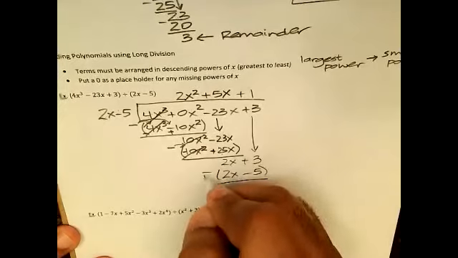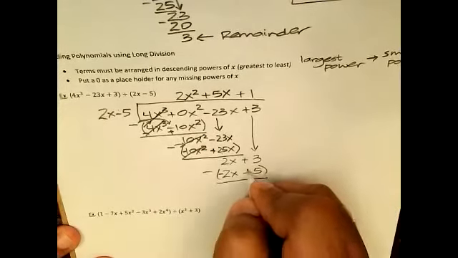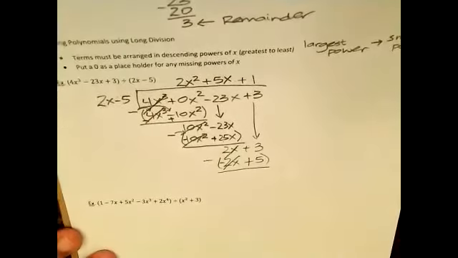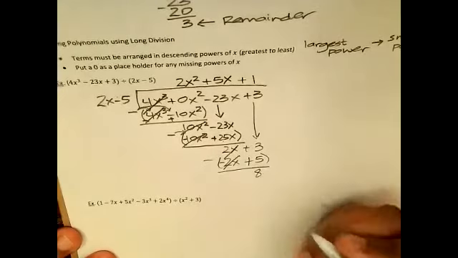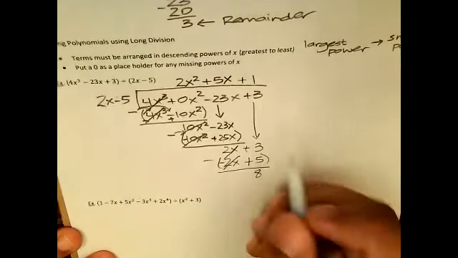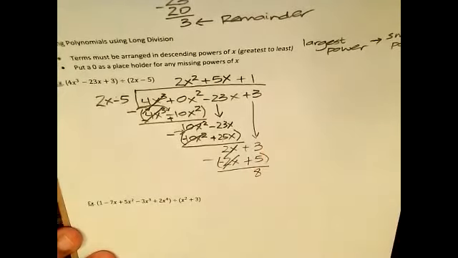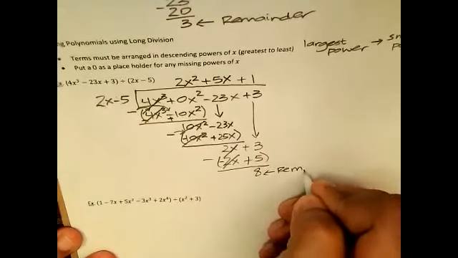When I subtract them, I'm going to have to distribute the negative. So this will become a minus here, and then this minus will change into a plus. The 2x terms are going to cancel. Then I have 3 plus 5, which equals 8. I have nothing else to bring down, so this is where I'm going to stop. The 8 is what we call the remainder.